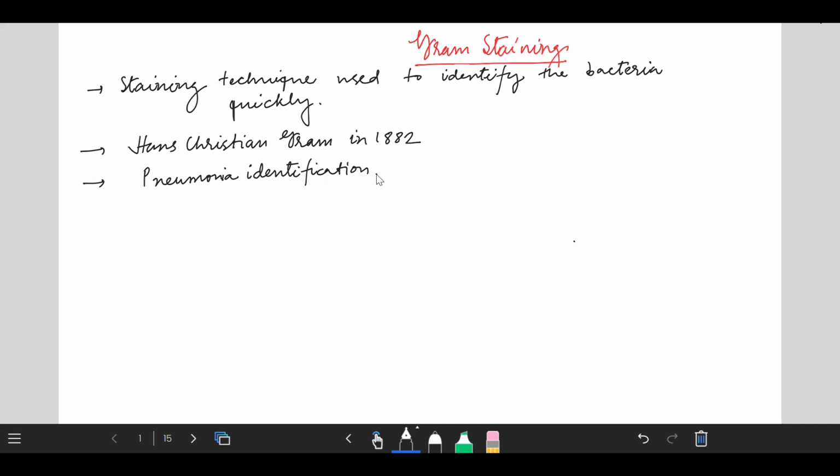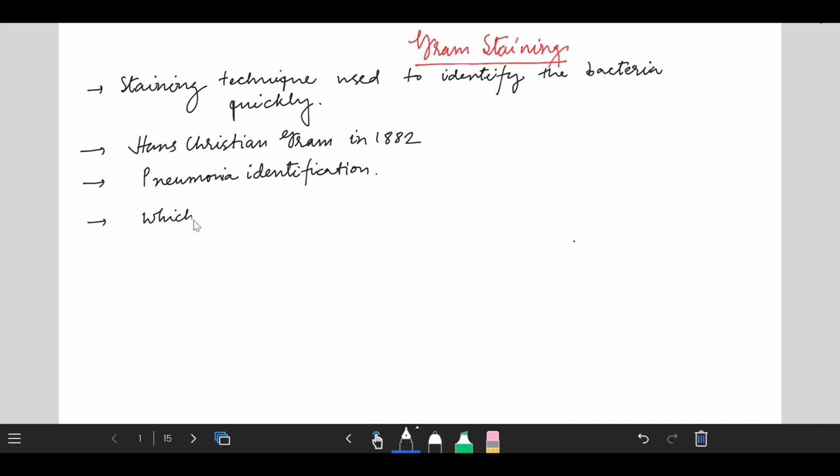Now, in this technique, actually crystal violet or methylene blue is used as primary stain or primary color. And the organism that retains the primary color or primary stain will appear purple brown or violet under the microscope and is identified as gram-positive organism. And the organism which does not take the color will appear as red or pink and is known as gram-negative. Okay?